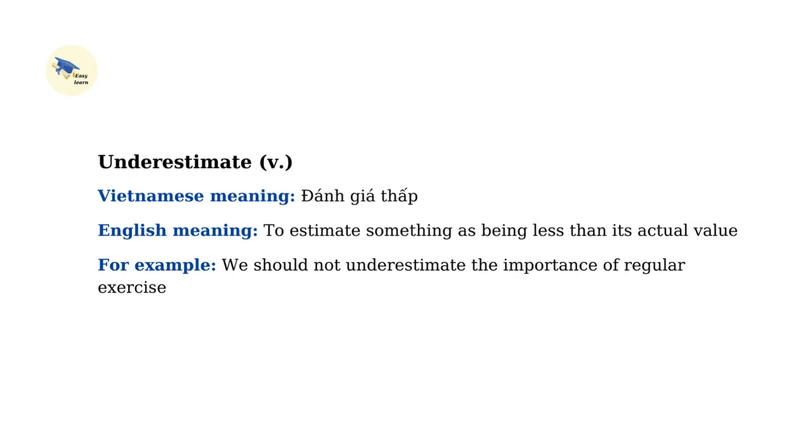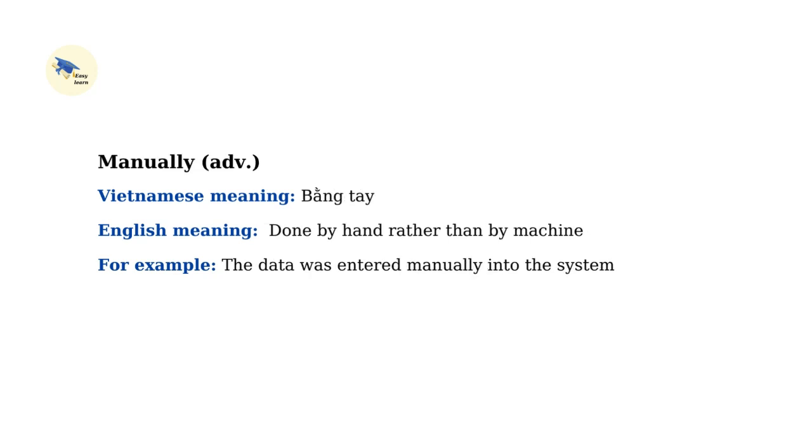Underestimate. Đánh giá thấp. To estimate something as being less than its actual value. For example, we should not underestimate the importance of regular exercise. Manually. Bằng tay. Done by hand rather than by machine. For example, the data was entered manually into the system.